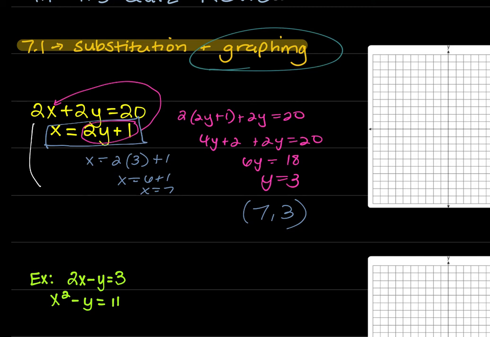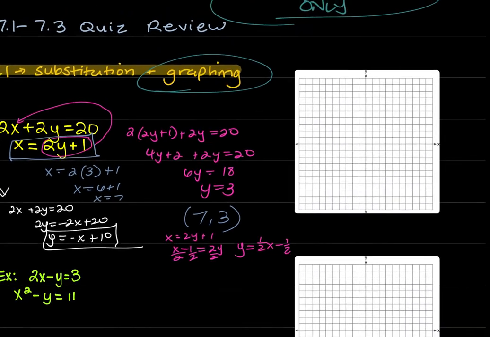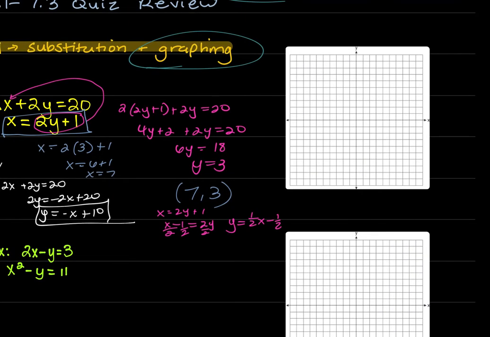All right, so these I'm going to solve for y. 2x plus 2y equals 20. 2y equals negative 2x plus 20. Y equals negative x plus 10. That's one. The other, I would have to solve x equals 2y plus 1. I can just subtract the 1 and then divide by 2. So y would equal 1/2 x minus 1/2.